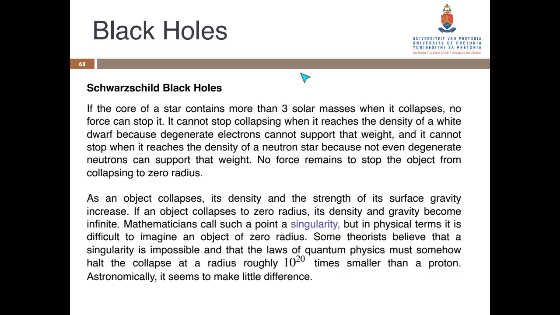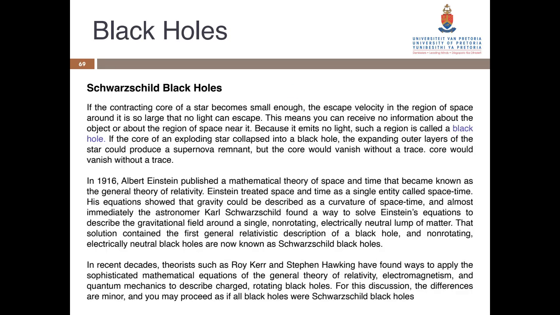As an object collapses, its density and the strength of its surface gravity increase. If an object collapses to 0 radius, its density and gravity become infinite. Mathematicians call such a point a singularity. But in physical terms, it is difficult to imagine an object of 0 radius. And some theorists believe that a singularity is impossible, and that the laws of quantum physics must somehow halt the collapse at a radius roughly 10 to the power 20 times smaller than a proton. So astronomically, it seems to make little difference.